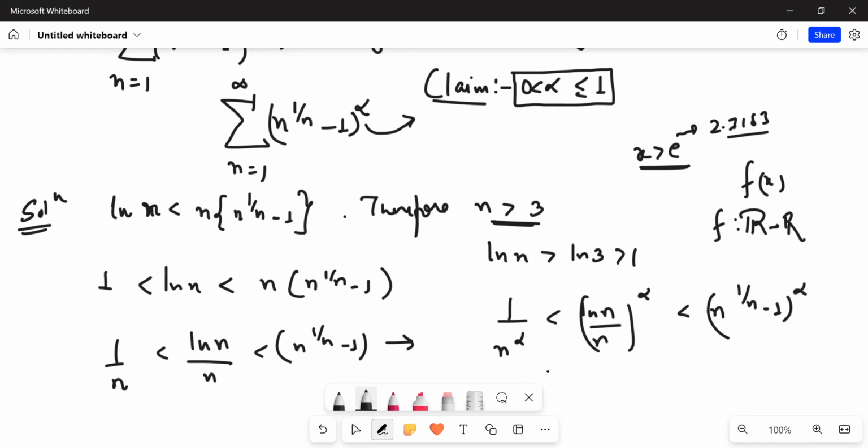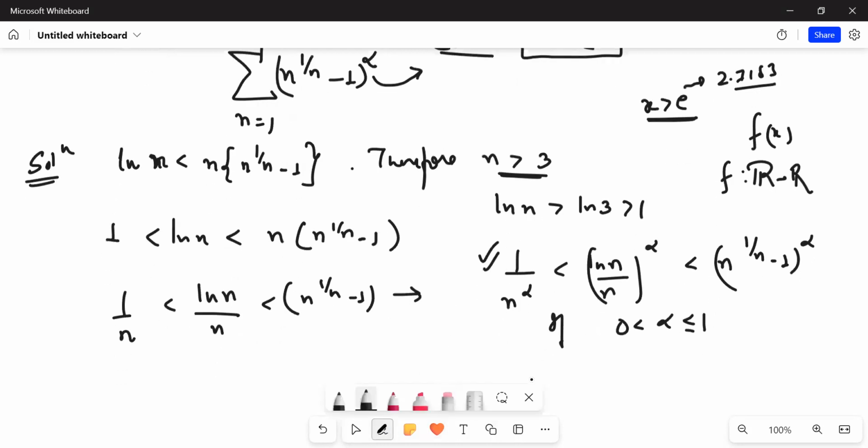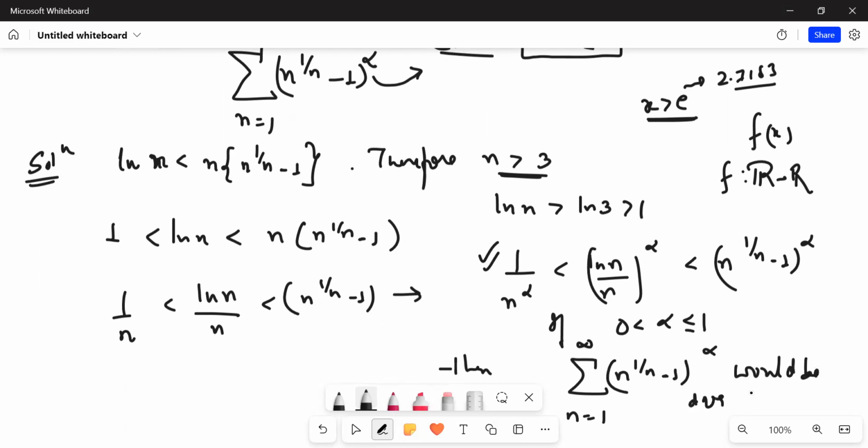Now you know from the comparison test that if alpha lies between 0 and 1, this series would be divergent. And if this is divergent, then this will be divergent. Then the summation n equals 1 to infinity of n raised to power 1 by n minus 1, all raised to power alpha, would be divergent. It would be divergent if alpha lies between this. Now you would say that, okay, you've done the solution. Probably you may know the answer for this. Yes, indeed, I know an answer for this.